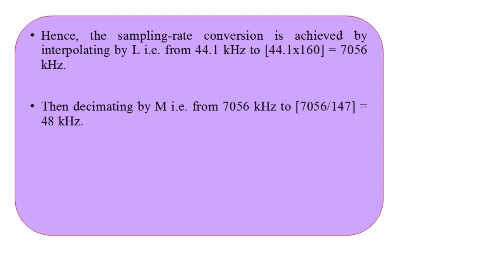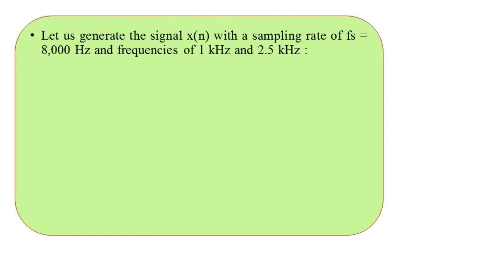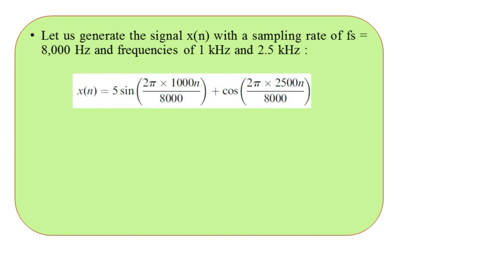Now we proceed further, considering generating a general signal denoted x of n with the sampling rate Fs equal to 8000 Hz, or 8 kHz, for this example, and the frequencies of 1 kHz and 2.5 kHz. In this regard we have the signal to be generated, denoted by x of n.